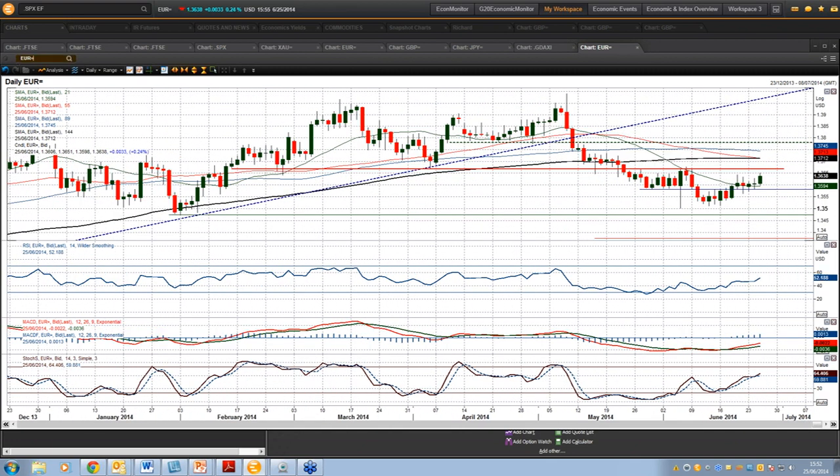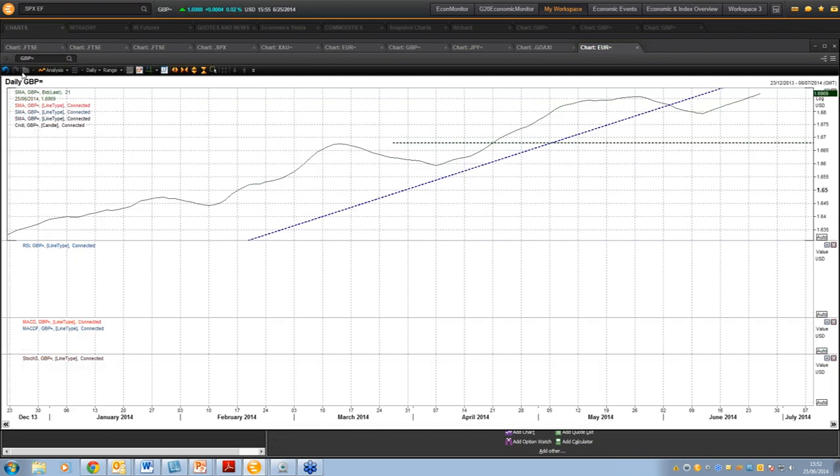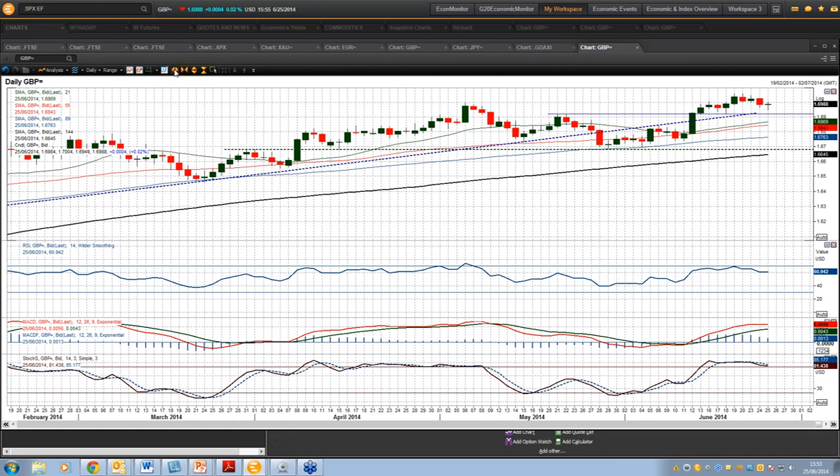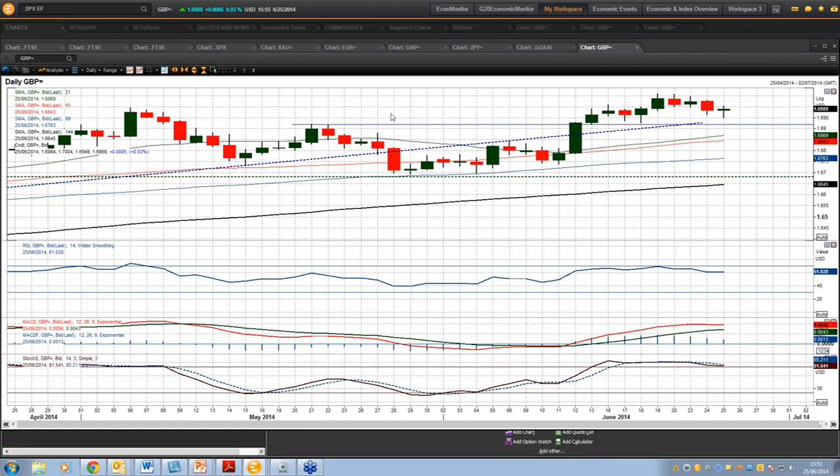Okay, so going to look at cable. Cable's an interesting one because you've had a fairly disappointing move yesterday that started to see cable unwind, but you've got this big support now at 69.20, which was the old resistance that has now become not once but twice the level of support.